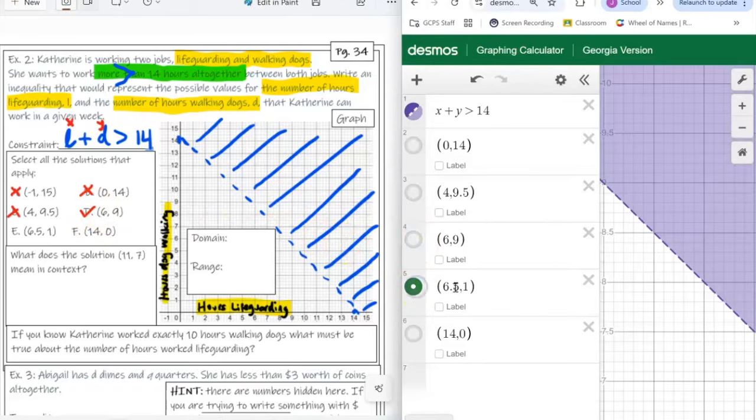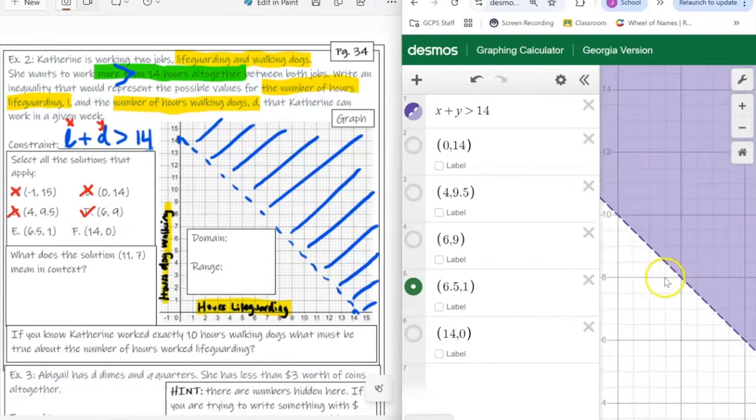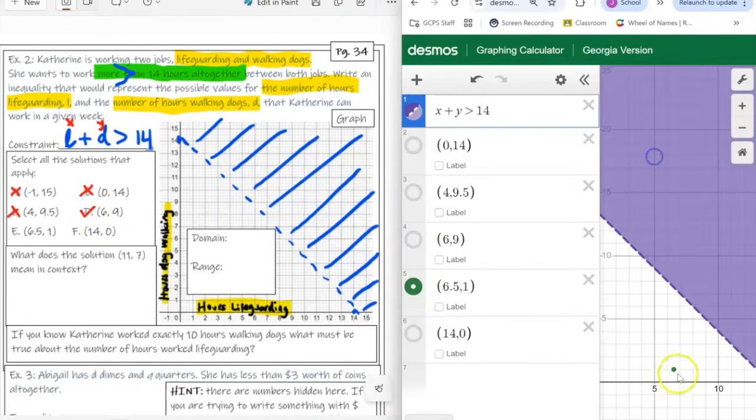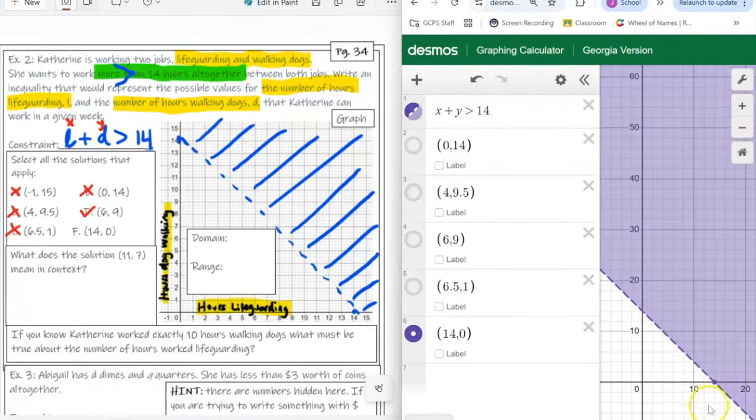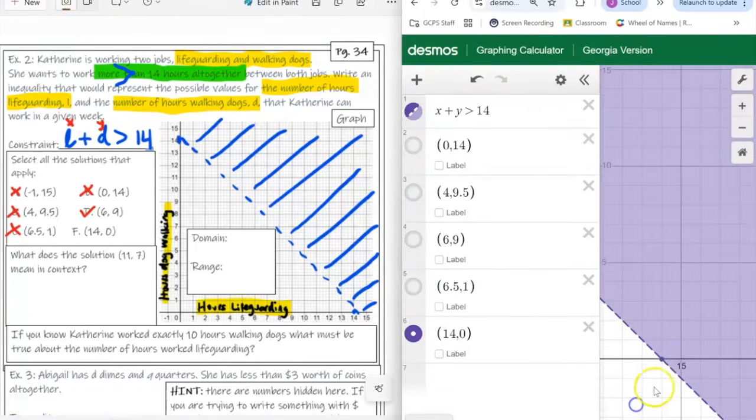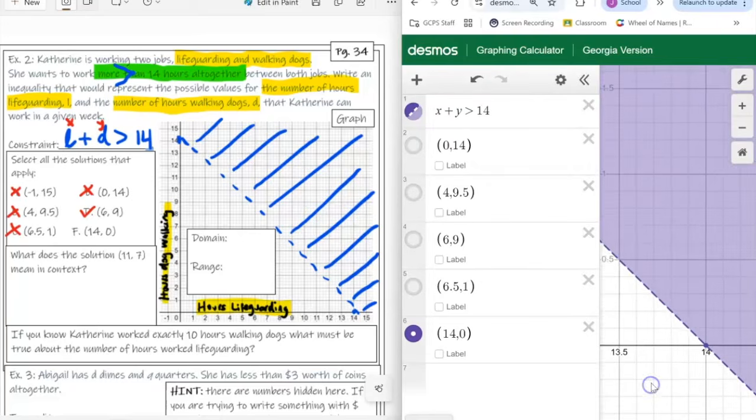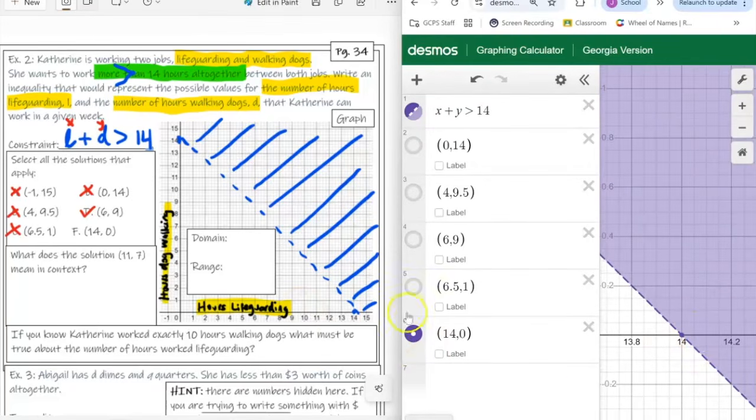Next one. I don't see that one. So let's zoom out, zoom out, zoom out. Oh, there it is right there. So random, but it's totally not in the purple area. So this one is not a solution. And last one. All right, zoom out, zoom out. Okay, that one looks like it could be on the line, but we're going to zoom in just to make sure. Yep, that looks like it's definitely on the line. So on the line again, it's a dotted line. Is that a solution? No. So the only one that could be a solution is D.